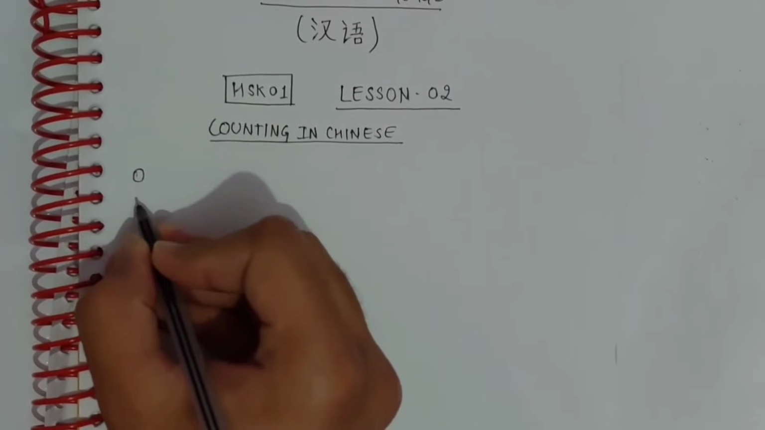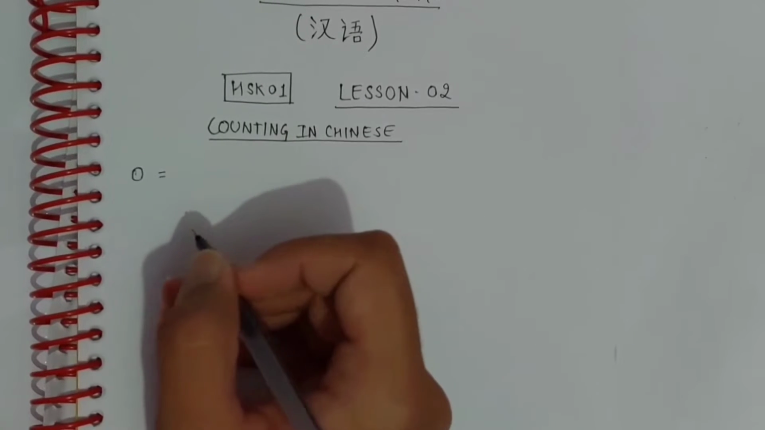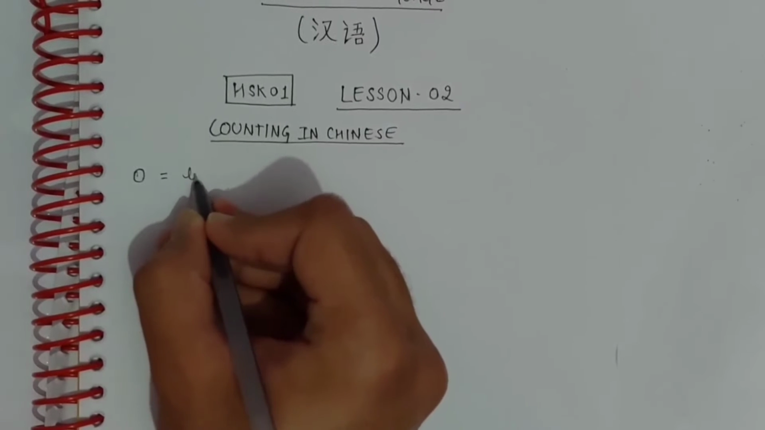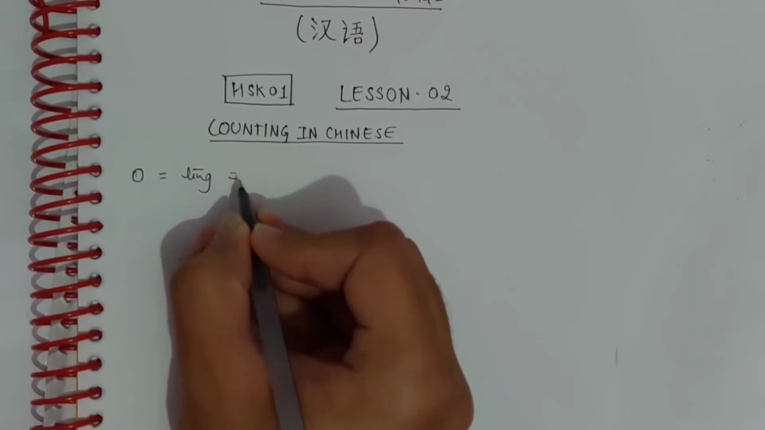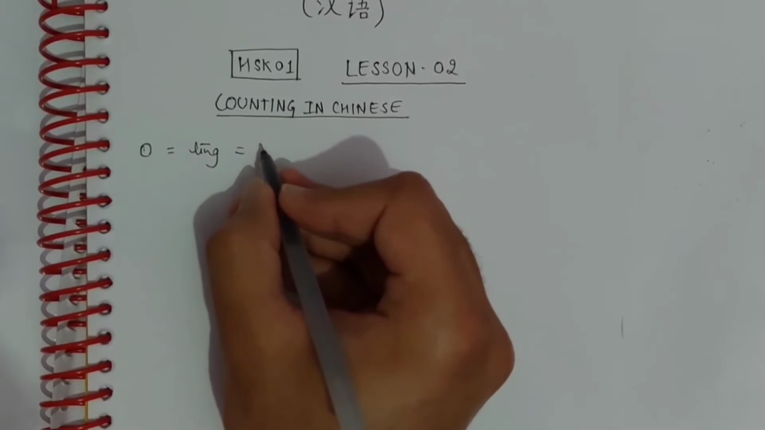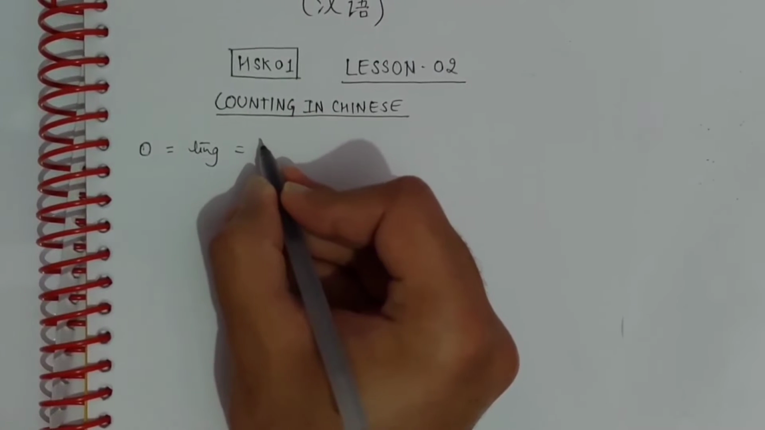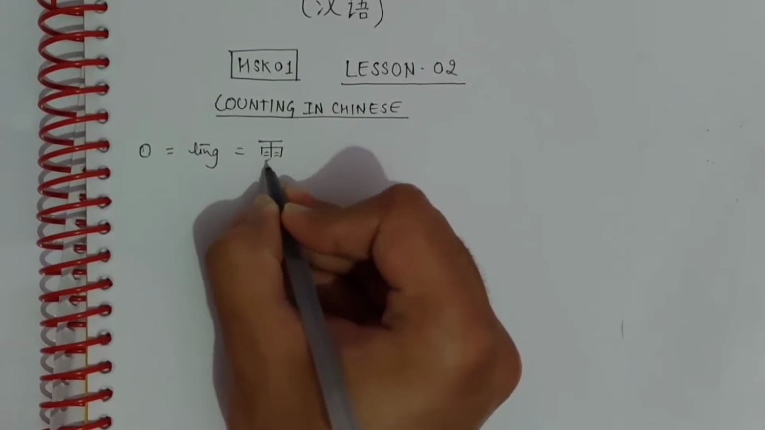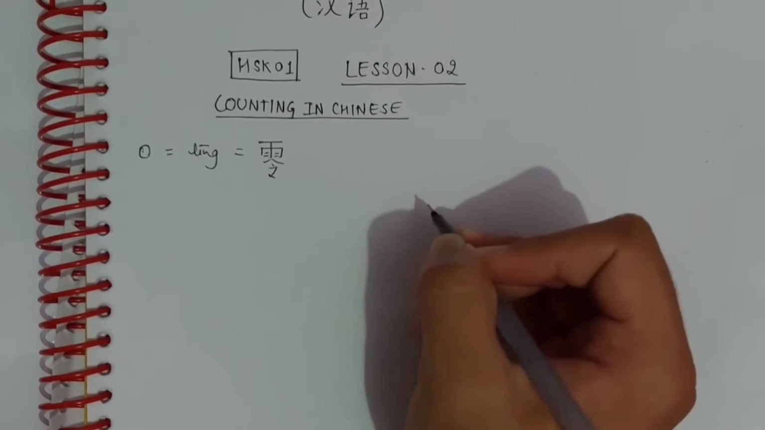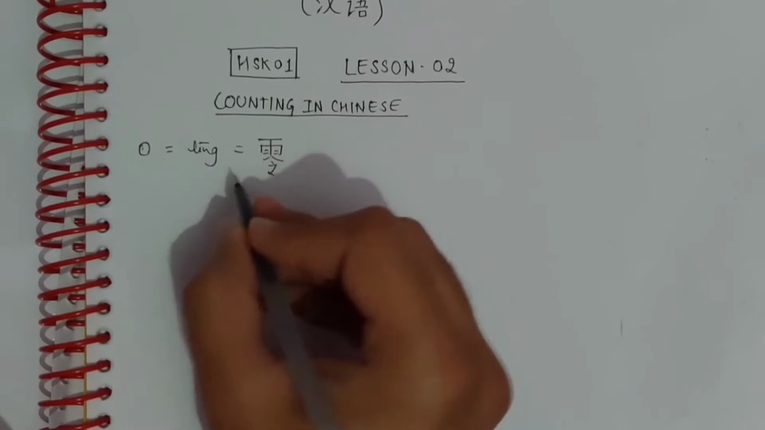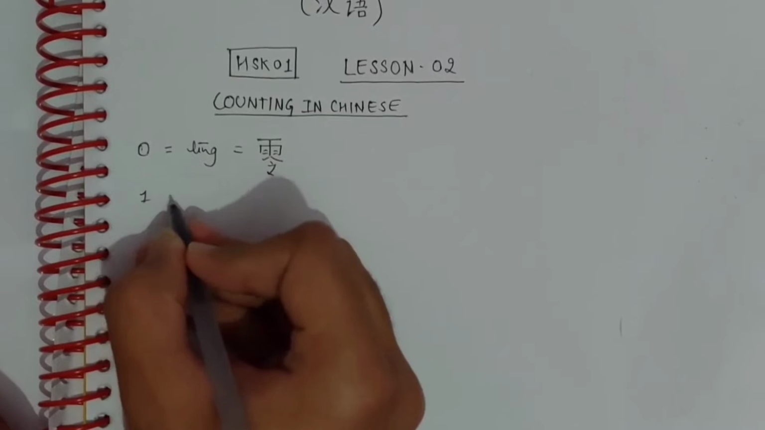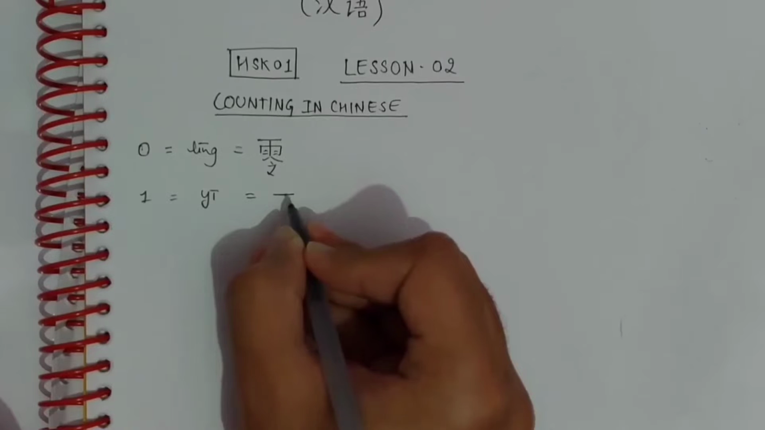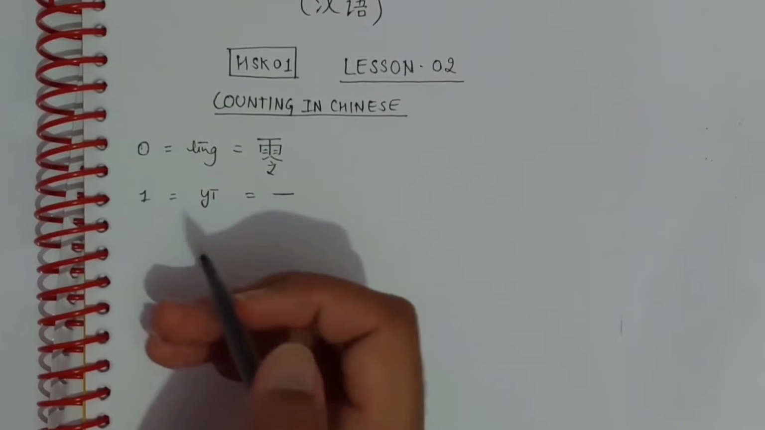Counting from 0. How to say 0 in Chinese? In Chinese, 0 we say ling. Ling in Chinese, how to write? Ling in Chinese, we write it as this. This is ling. Ling means 0. 1 in Chinese is yi. We write it from left to right, only a single line.